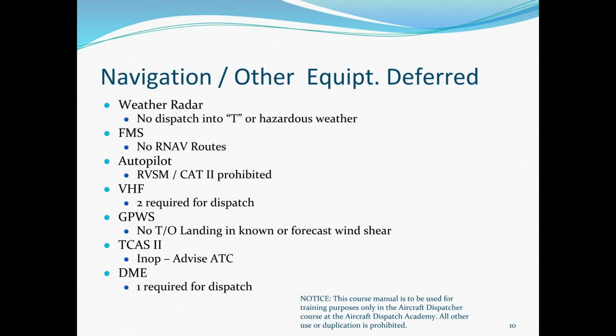TCAS. You just have to make sure that ATC understands that there's no traffic advisory system working on the aircraft. A lot of pilots will call in and be like, oh, I can't operate in RVSM airspace, and you have me planned at 32,000 feet with the TCAS inop. And it's like, no, that's wrong. You can still operate in RVSM airspace with the TCAS inop. So you just have to advise air traffic control that your TCAS isn't working, and they have to provide separation for you while you're in the RVSM airspace.